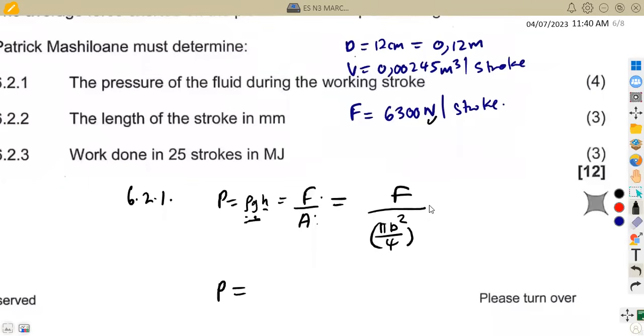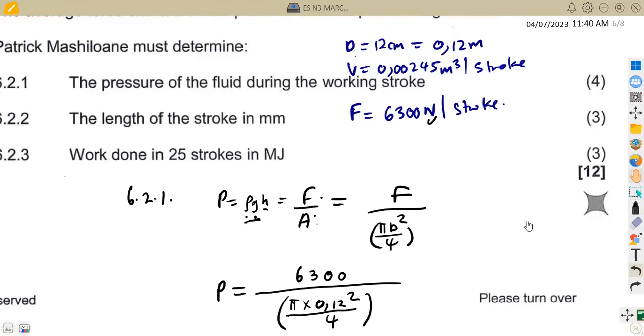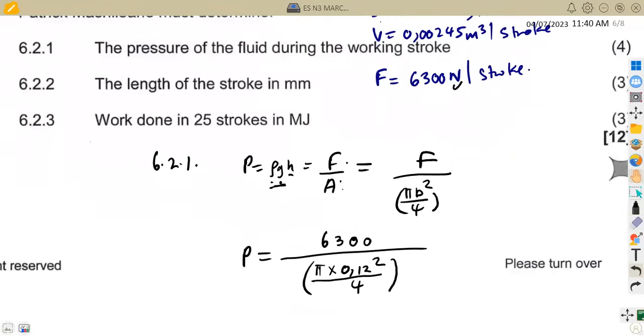So we can substitute our force in this case, which is 6,300. So this is going to be 6,300 over the area, which is pi d squared. Make sure that your d is diameter in meters, which is 0.12 squared, everything over 4 like this. So we can simplify this to give us the exact amount of pressure that is required.